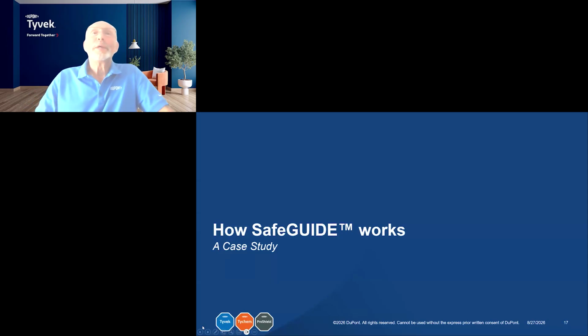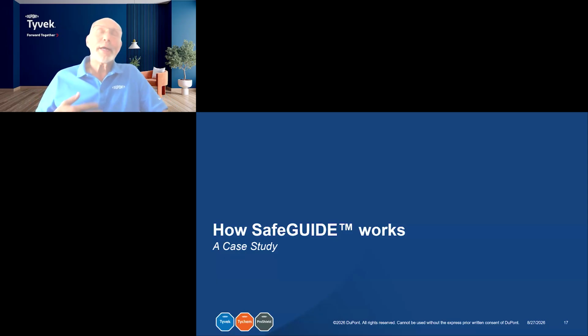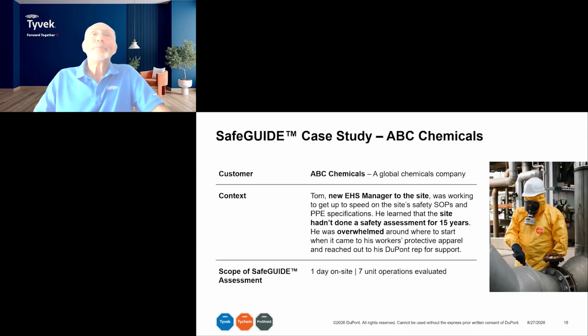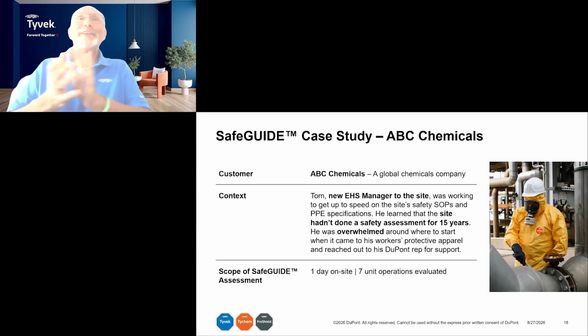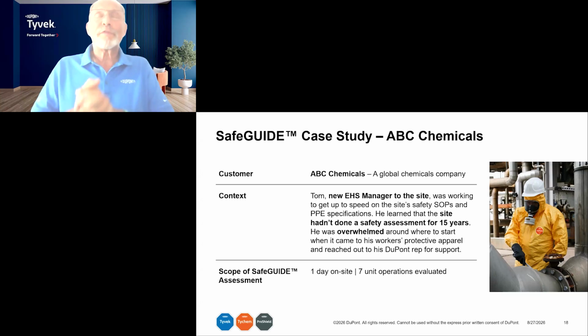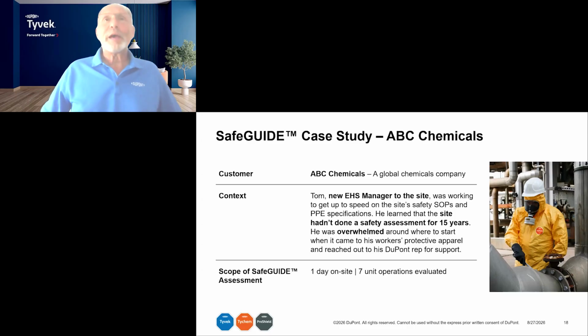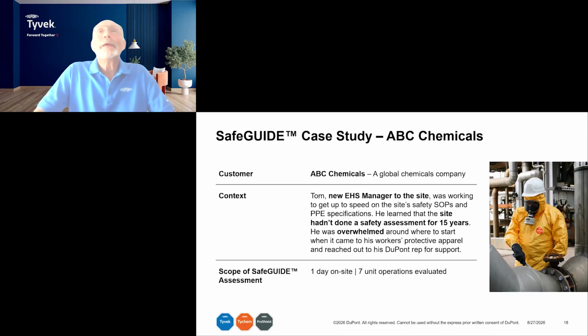All right. So now we'll move on to present an actual case study that I participated in that demonstrates the value of a SafeGUIDE engagement. Of course, names have been changed to protect the innocent, but this case study involves a chemical company we'll refer to as ABC Chemical. They are a global chemical company.